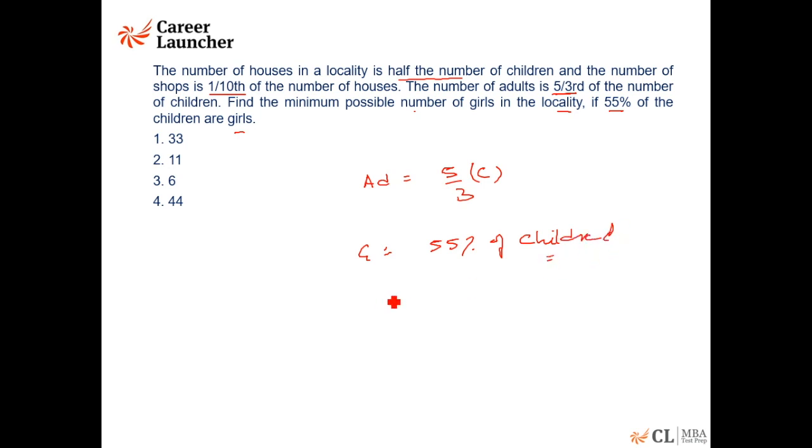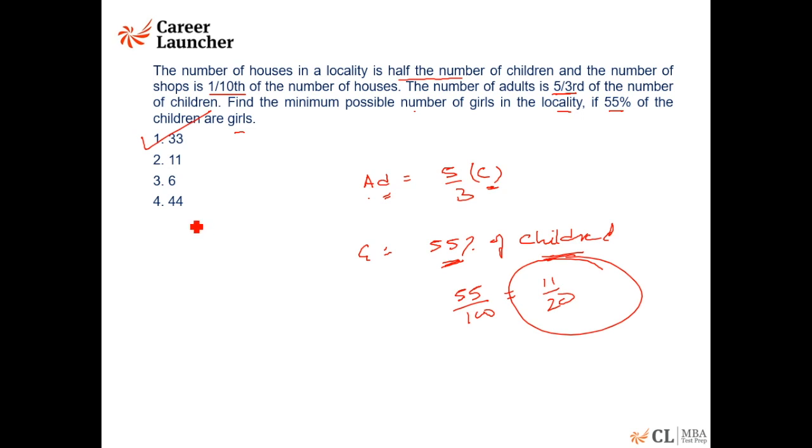So can I not say the number of children should be a multiple of 3? So the number of children first of all has to be a multiple of 3, because if number of children is not a multiple of 3, the adults will not be an integer. So number of children has to be a multiple of 3, and if number of children is a multiple of 3, 55% of that will also be a multiple of 3. So my first thing is the number of girls has to be a multiple of 3. Second thing, 55% of any number, 55 is 5 into 11, so my answer should be a multiple of 11 also. Only one choice is a multiple of 11 and 3, that should be the answer.